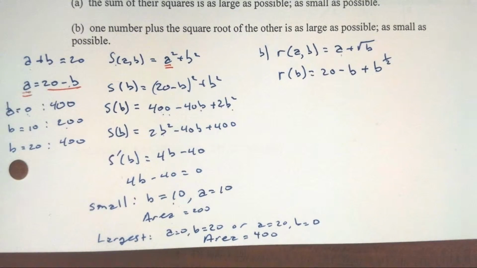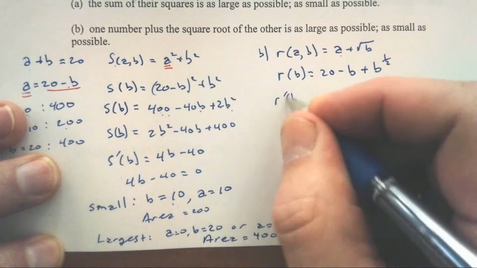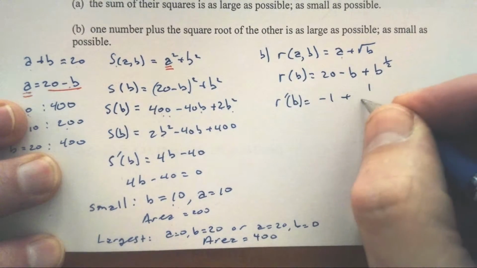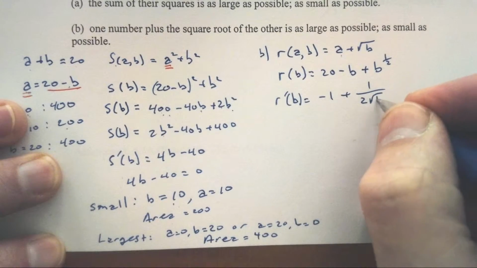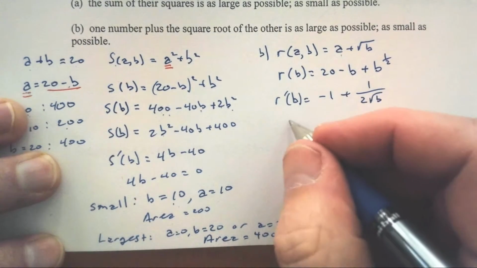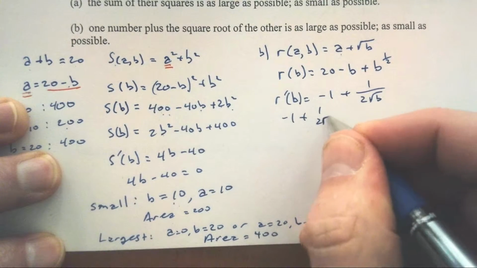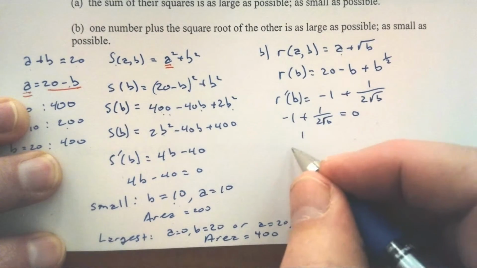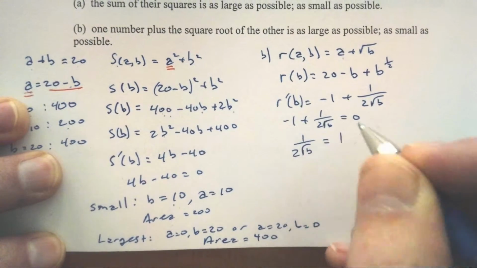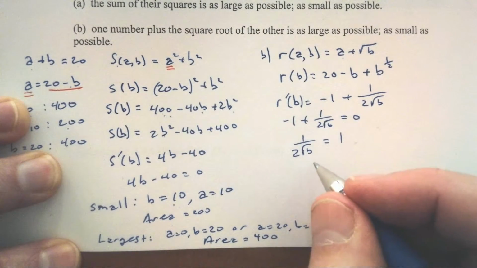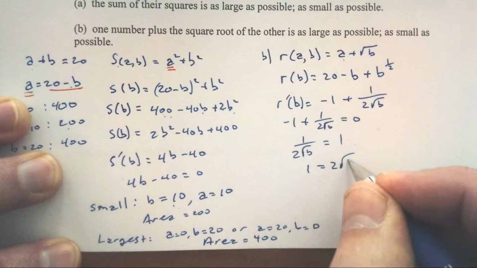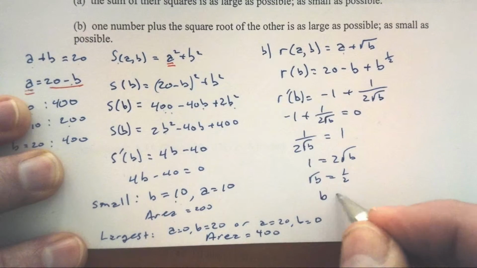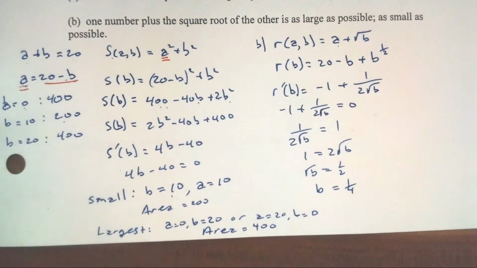And I'm going to go ahead and find that derivative. R prime of B is 0 minus 1. This would be plus 1/2 B to the negative 1/2. Well, what do we do with derivatives? Negative 1 plus 1 on 2 root B is 0. So I get 1 on 2 root B wants to be 1. If I flip both sides, or cross multiply, I get 1 equals 2 root B. Root B is 1/2. So B is squared, 1/4. So B is just 1/4.